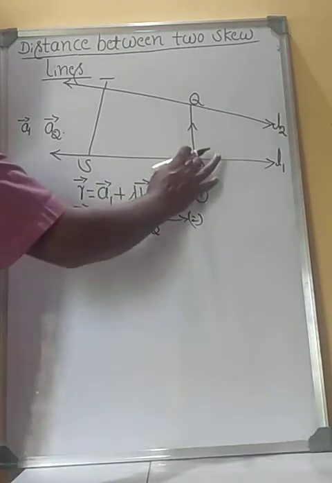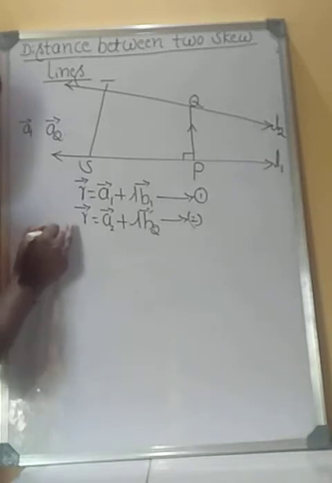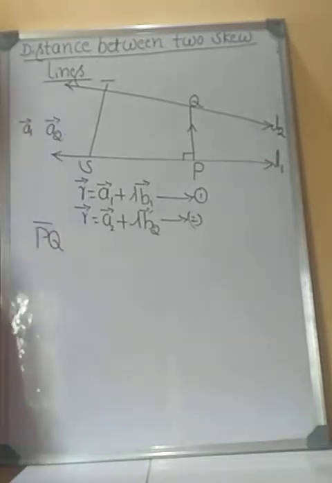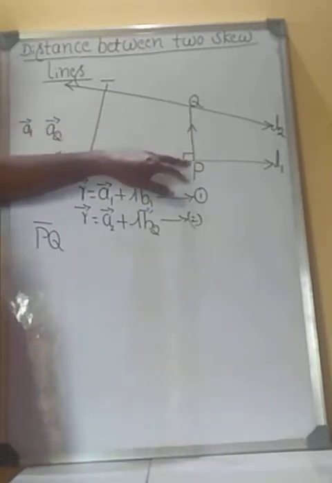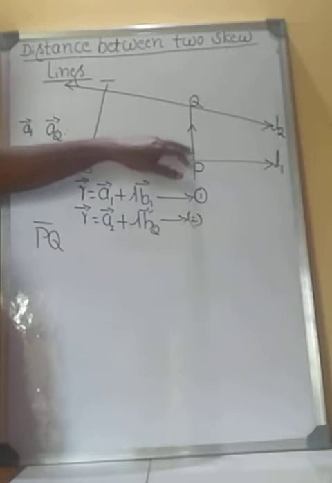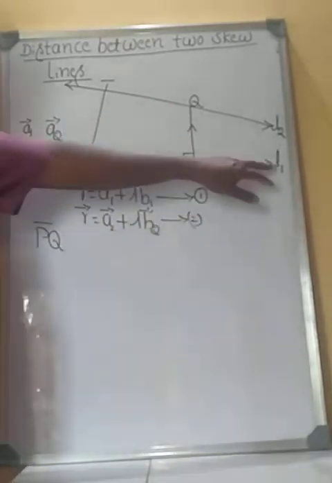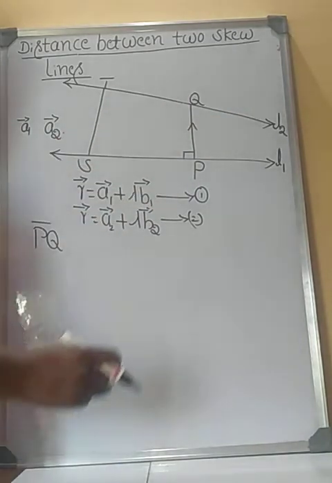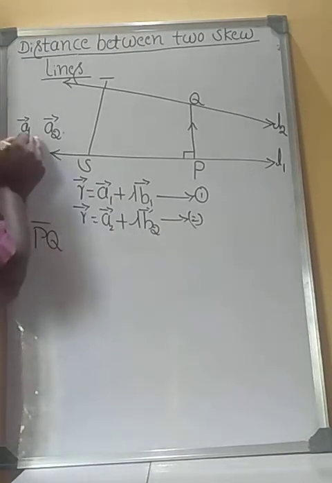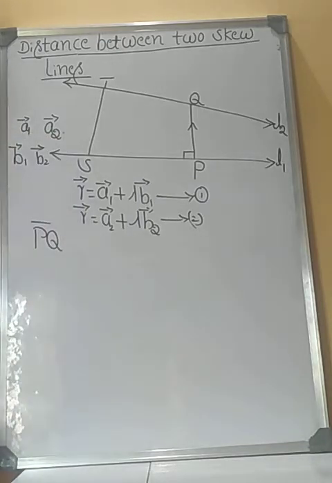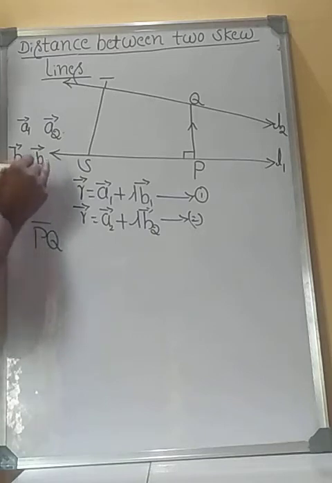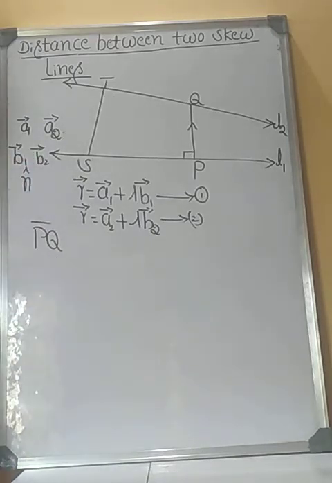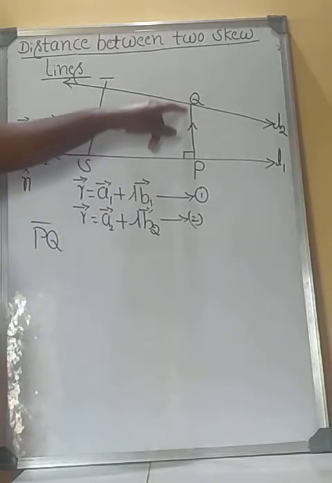If PQ, that is line segment PQ, is the shortest distance vector between line 1 and line 2, then it being perpendicular to both b1 vector and b2 vector, the unit vector n cap is a unit vector that is along line segment PQ.